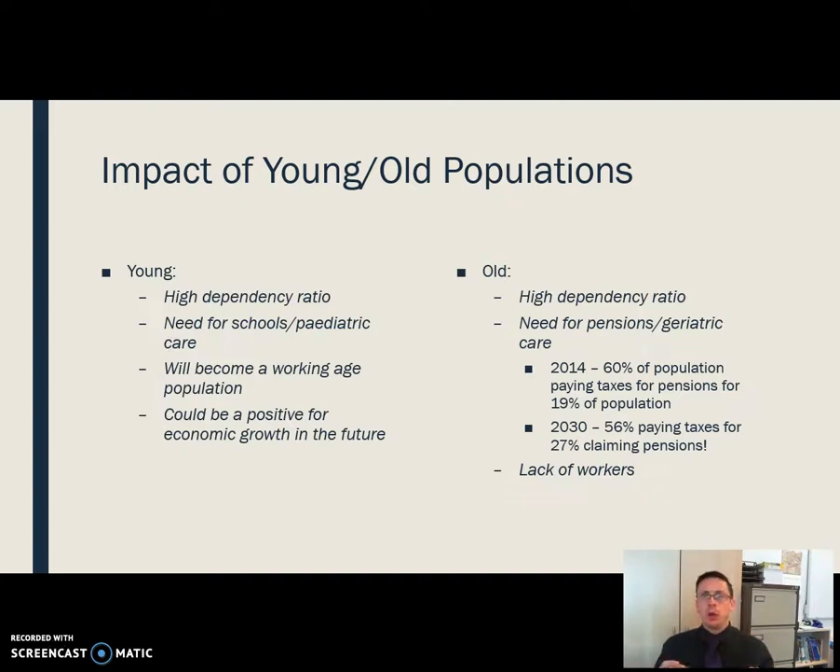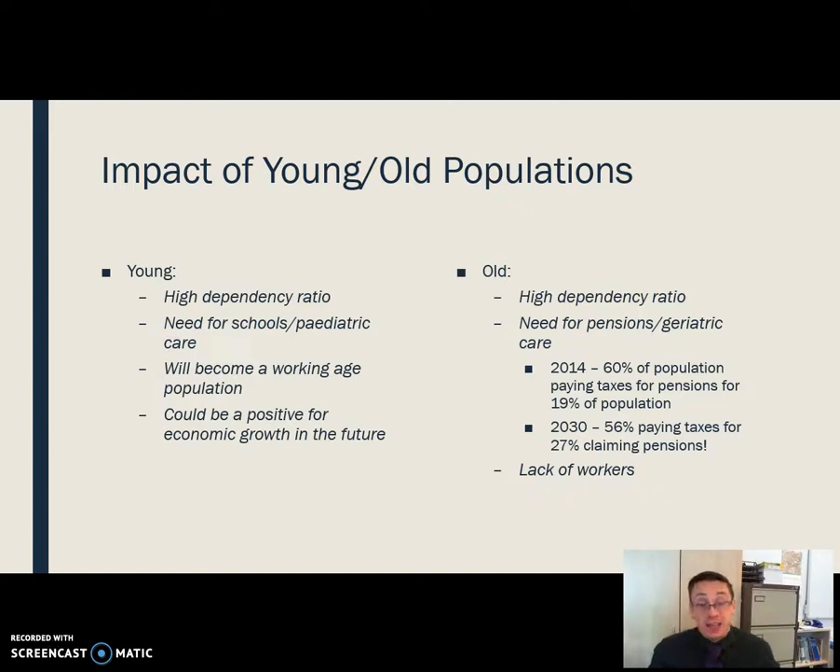Now, on the pensions point, there's a statistic from the textbook that's interesting, and a good one that I wasn't quite aware of before I'd seen it there. In 2014, 60% of the population was working and paying into the tax pot, and you had 19% of the population drawing from that tax pot in pensions. The projection for 2030 is that we're going to lose 4% of the population from the working population, so that number drops to 56%, but we're going to gain nearly 10% on the pensionable side of things. So you're going to have 56% of the population paying for pensions that 27% are going to be drawing from.